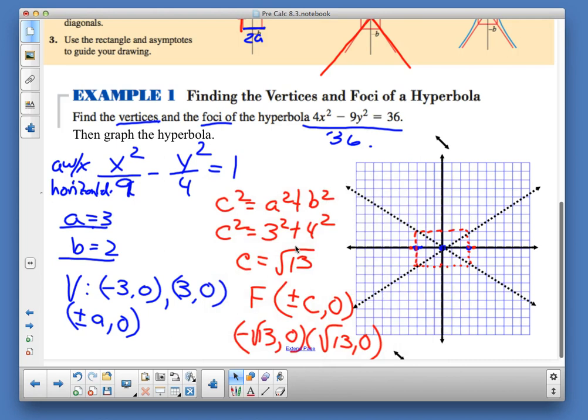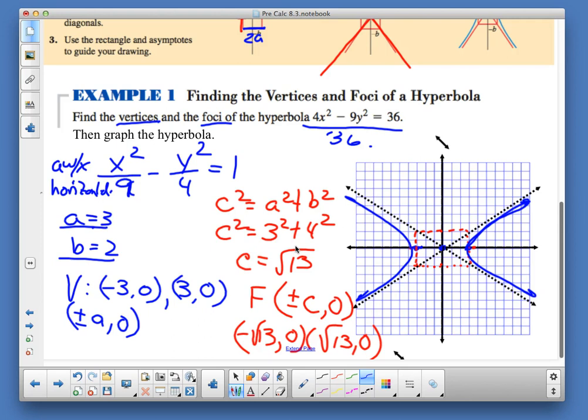So you know that those are asymptotes. Now remember, I got my C. It's going to go this way. My A, that way. Along there, and there's my hyperbola as I graph it. Questions?